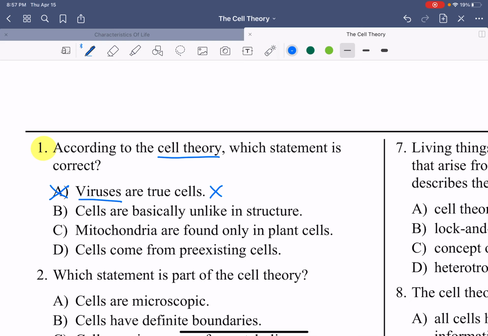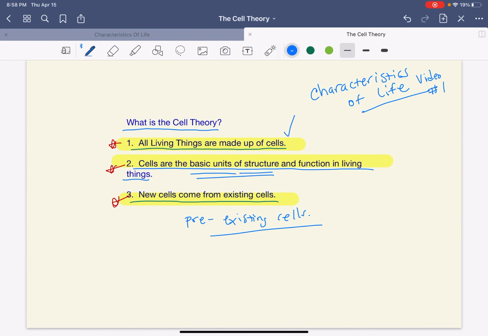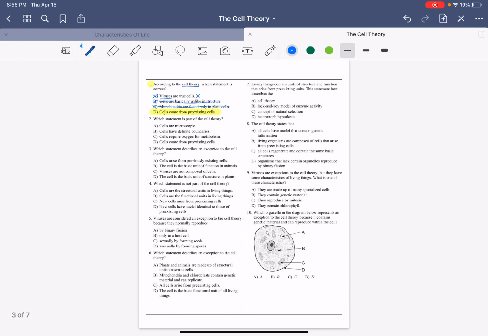Cells are basically unlike in structure. This is incorrect. This is not part of the cell theory. Mitochondria are found only in the plant cells. This is not part of the 3 cell theories that we discussed. Cells come from pre-existing cells. Yes, they do. So this answer is D. And if we go back to the cell theory, we specifically saw this one as the answer. New cells come from pre-existing cells, from existing cells. So we got that one.